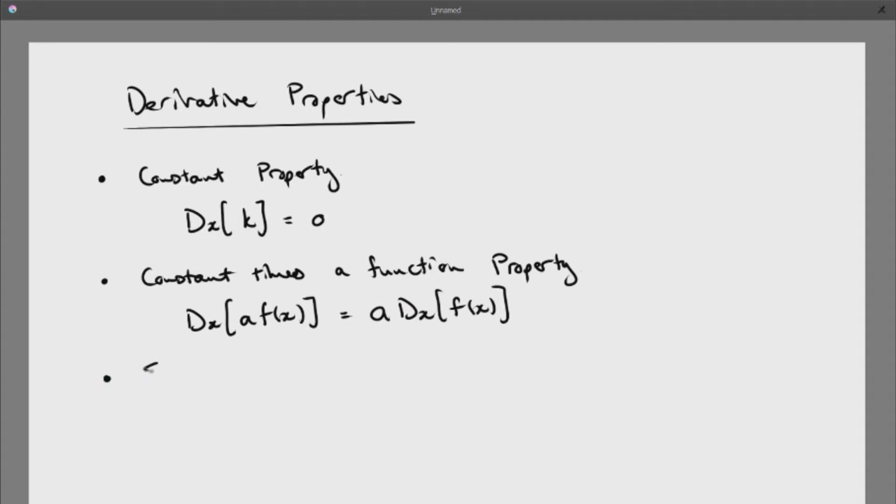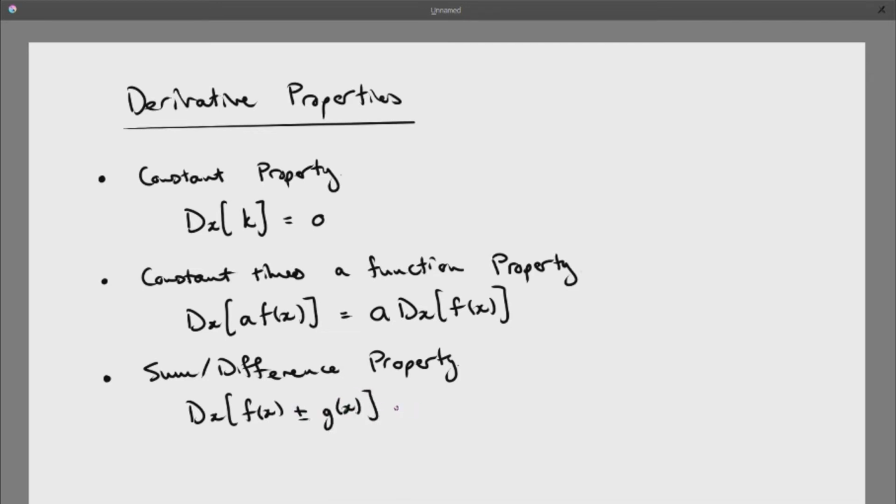Then I have the sum difference property. Crucial to isolate different terms. The derivative of two terms, two functions added or subtracted, is simply the derivative of each one added or subtracted, depending which one was done originally.